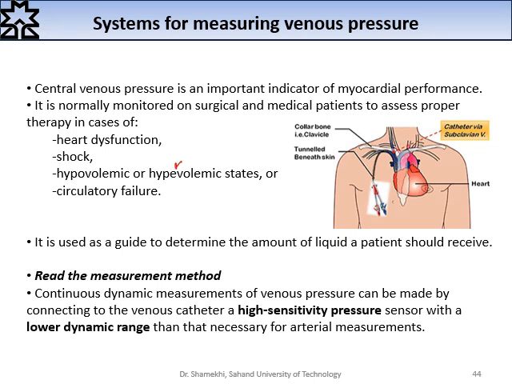Continuous dynamic measurements of venous pressure can be made by connecting to the venous catheter a highly sensitive pressure sensor with a lower dynamic range than that necessary for arterial measurements, because the frequency content in this type of blood pressure is lower than we need in arterial measurements.